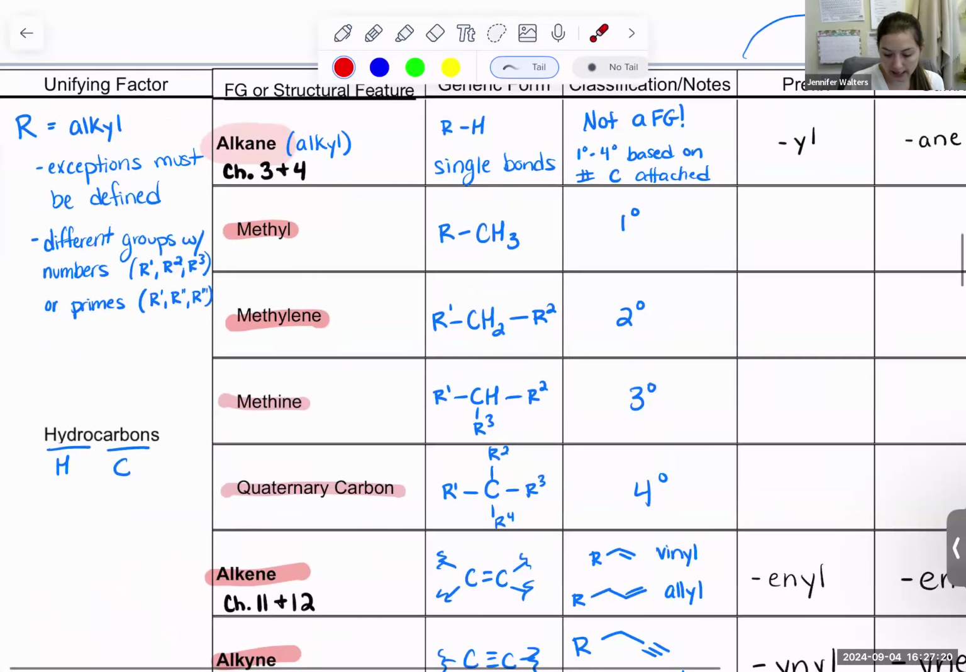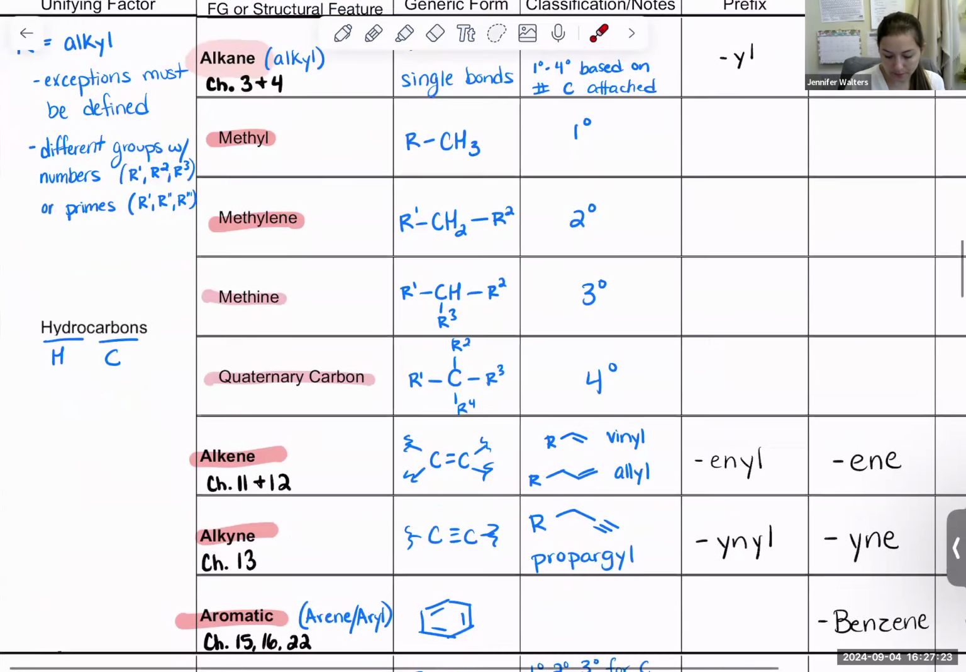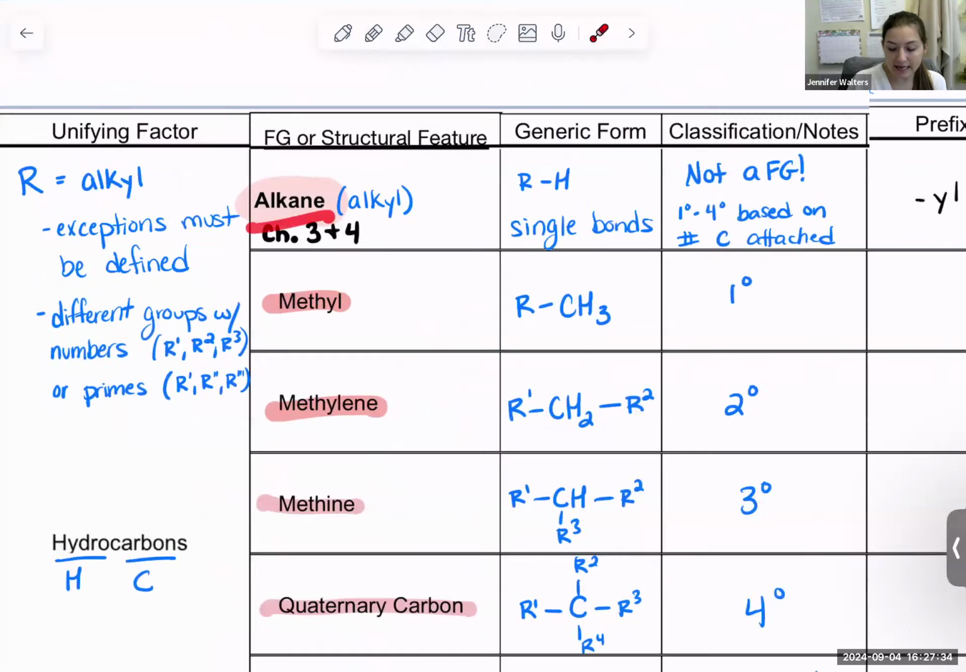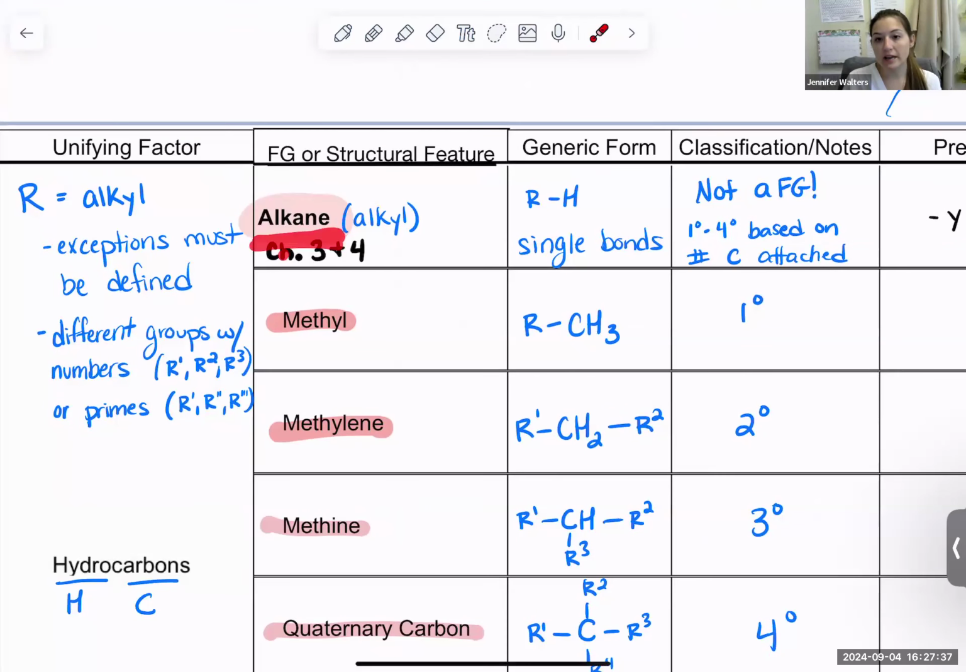So looking initially at our hydrocarbons, remembering that hydrocarbons are just made up of carbon and hydrogen, we look first at our alkane. The alkane is the bare minimum in order to be an organic molecule. So it is not a functional group. Alkanes are not functional groups. Alkanes are based on just the carbon, hydrogen is the generic form. They are all single bonds.